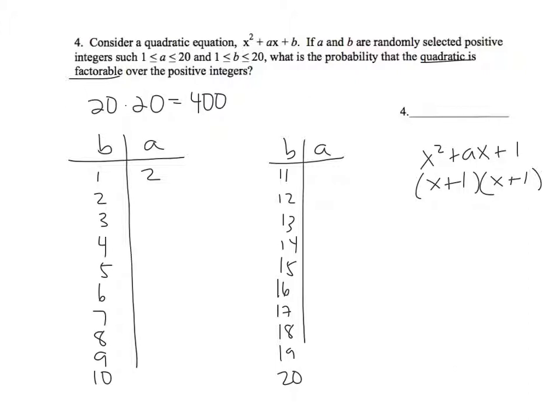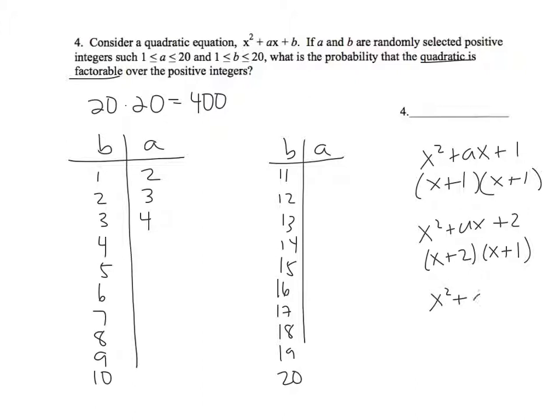If b is 2, that means we have x squared plus ax plus 2. The only way to get this is x plus 2 times x plus 1, in which case a would be 3. By similar reasoning, when b is 3, a has to be 4. Now the case of b is 4, this is the most interesting so far.